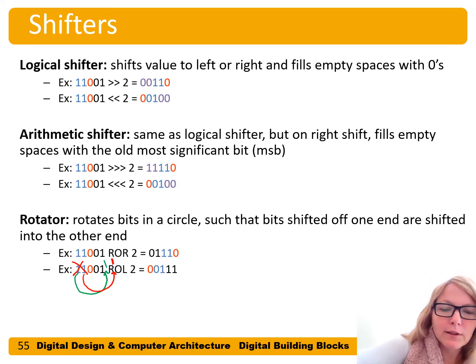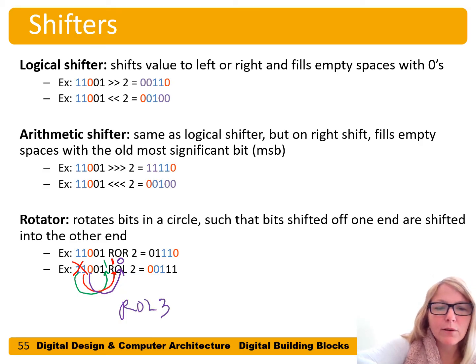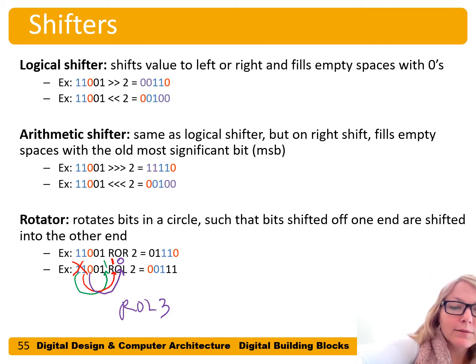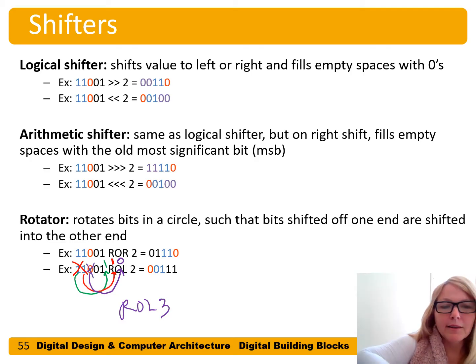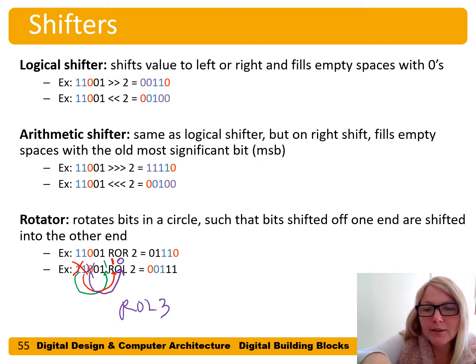If we'd done another, instead of rotate right 2 bits, if we'd rotated 3 bits, then we'd get this 0, not just falling off the left, but then rotating around and coming to the right. That would be rotate left by 3 bits. Then we get 0, 1, 1, 1, 0. Right? Fall off the left and rotate around to the right.